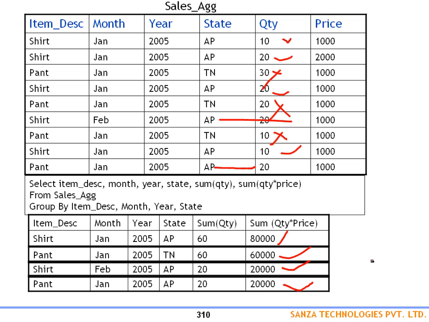Grouping the same data, the same record with the same combination, will be grouped, and the sum of quantity into price calculated. This is what aggregation is.